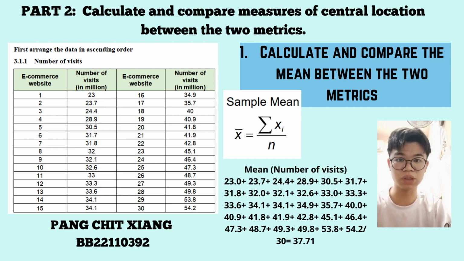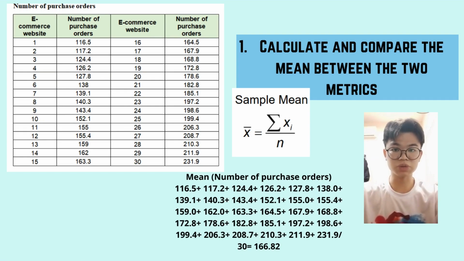First is the mean, which can be calculated by using the formula in the slide: add up all the sample data and divide by the total number of data. In this case, for number of visits, the total number of data is 30. After adding up all the sample data, as shown in the slide, the total will be divided by 30 and it equals 37.71. The same goes for the number of purchase orders. The total number of data for purchase orders is also 30, so the total of the added-up sample data will be divided by 30, which equals 166.82.